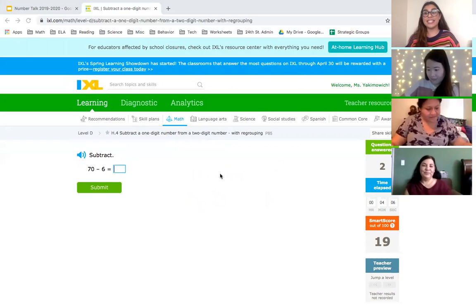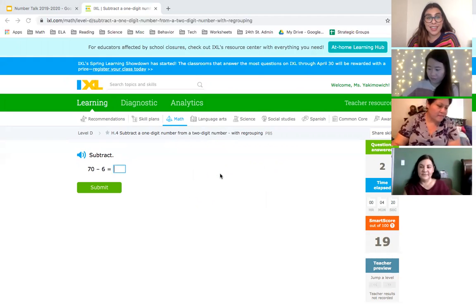So now we have 70 minus 6, and Ms. T is going to work to figure out what's an efficient strategy to use for this equation. And friends at home, remember, you can pause the video to work on this equation alongside with us to get that practice and see if you got the correct answer with us. Ms. T, when you're ready, just give me a thumbs up.